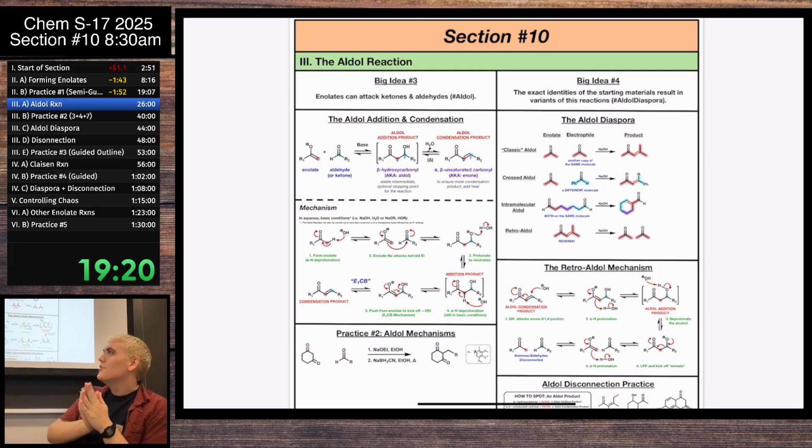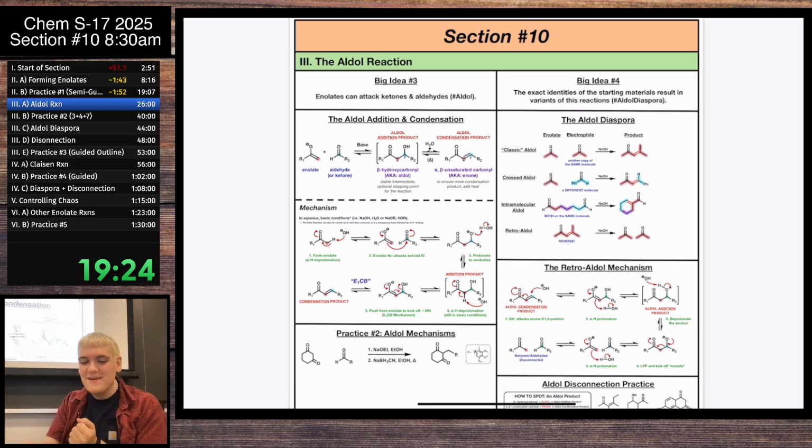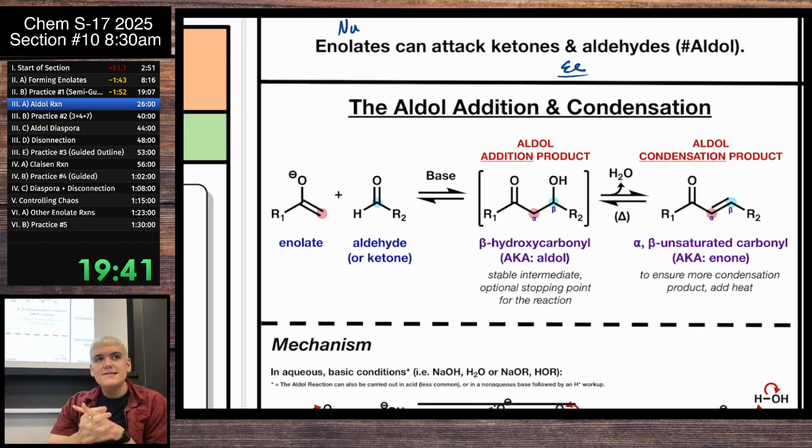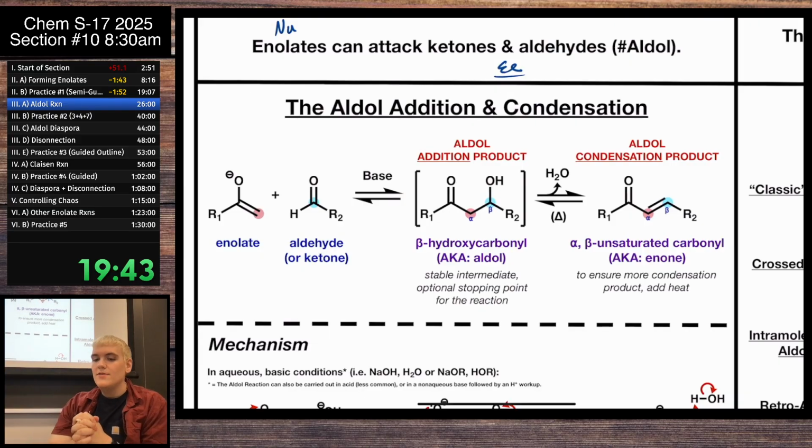So, our third big idea brings us to an icon and a legend, the aldol reaction. The fundamental idea behind the aldol reaction is enolates can attack ketones and aldehydes. So our nucleophile is our enolate, and our electrophile is a ketone and or aldehyde. Now, there are technically 2 forms, the aldol addition and the aldol condensation. The addition is an intermediate product that you can stop at, or it can drive all the way to the condensation product.